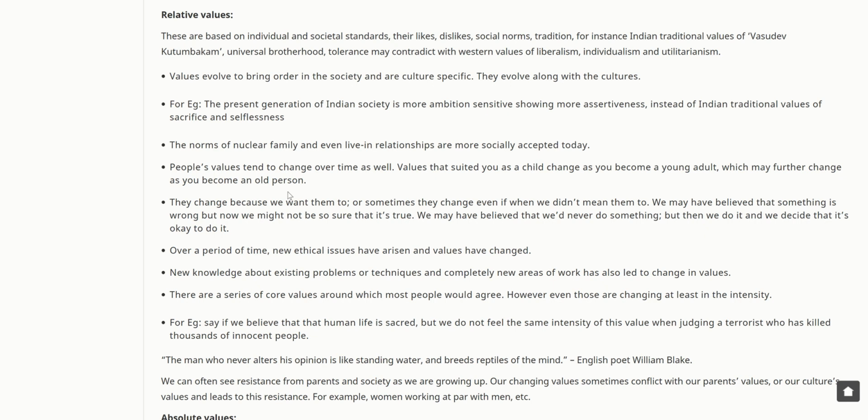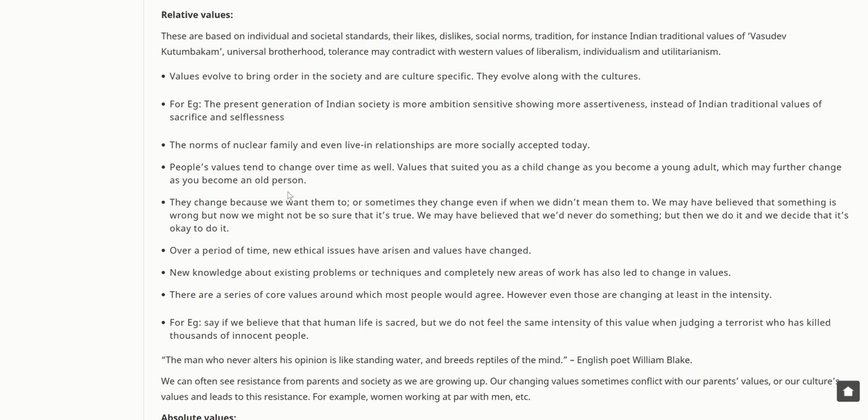We may have believed that we would never do something, but then we do it and we decide that it's okay to do it. Over a period of time, new ethical issues have arisen and values have changed. New knowledge about existing problems or techniques and completely new areas of work has also led to change in values.